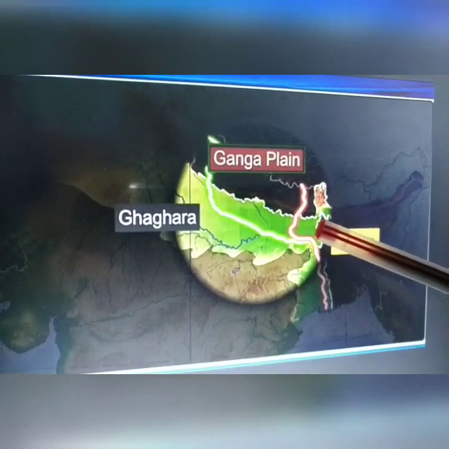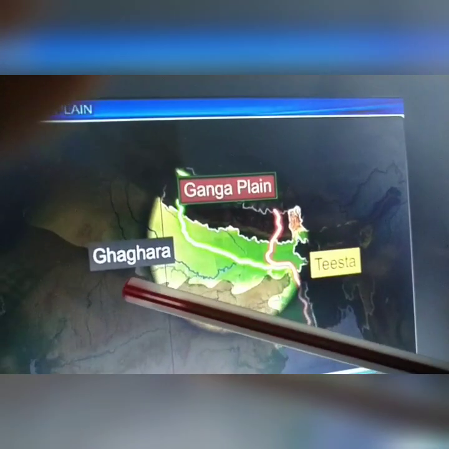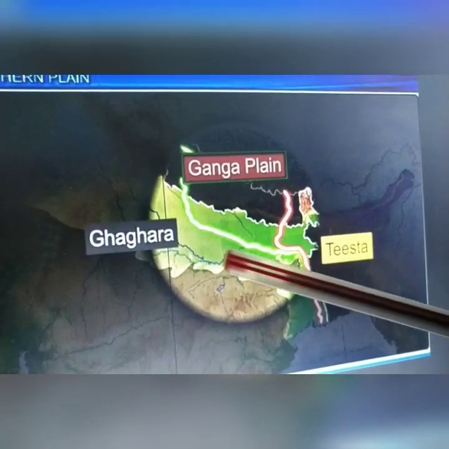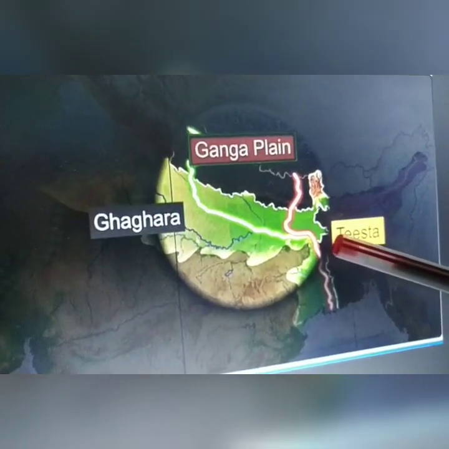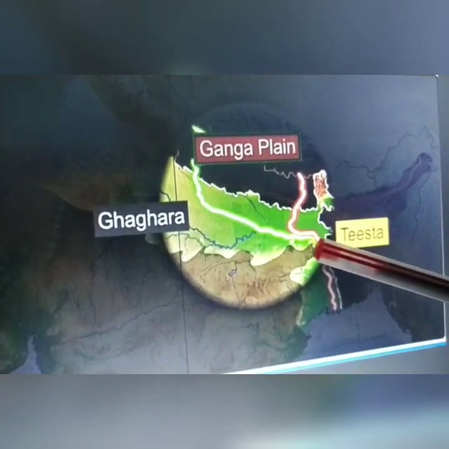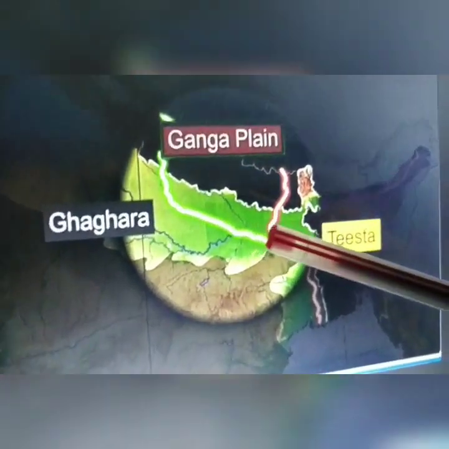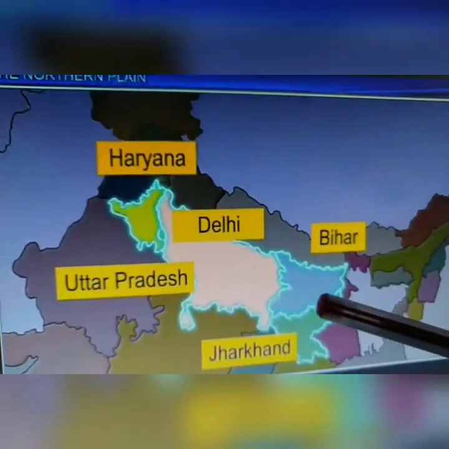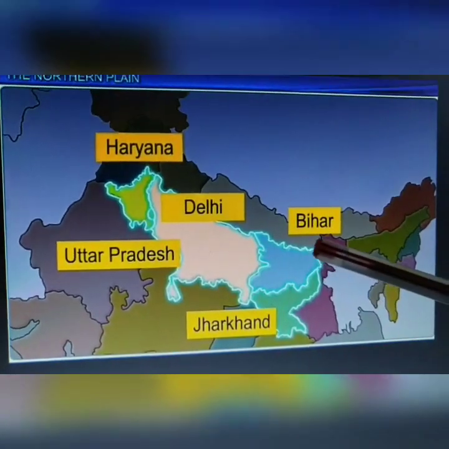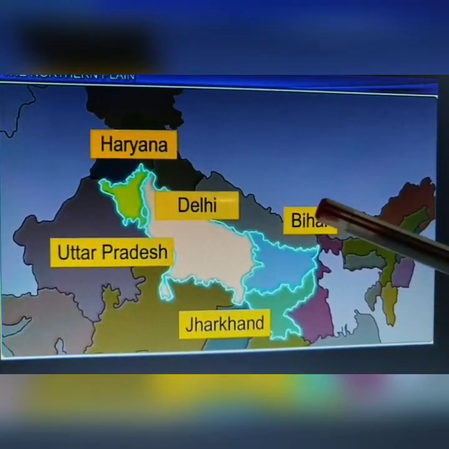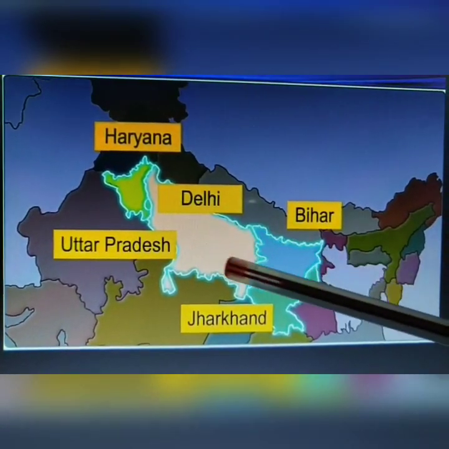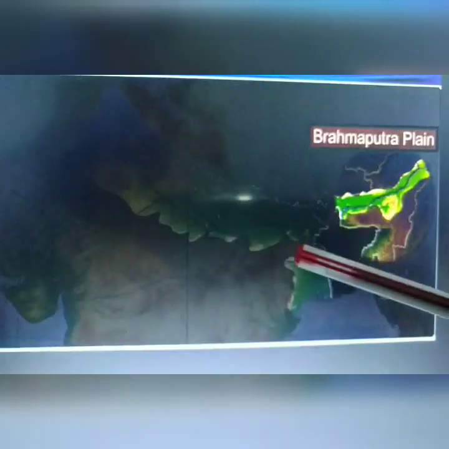This Ganga plain lies between the Ghaggar and the Tista river. It is very fertile land, and the river Ganga and its tributaries form this northern plain area. This covers Haryana, Delhi, Bihar, Uttar Pradesh and Jharkhand. These areas are part of the Ganga plain.